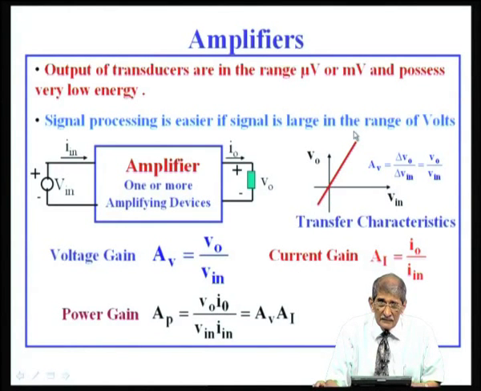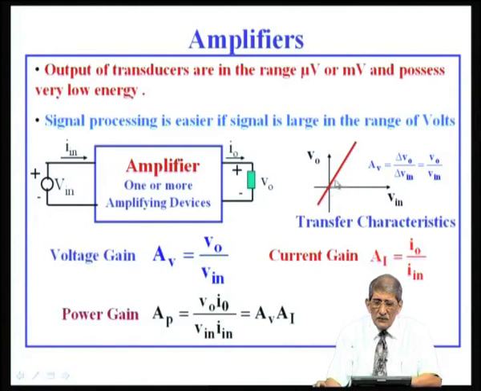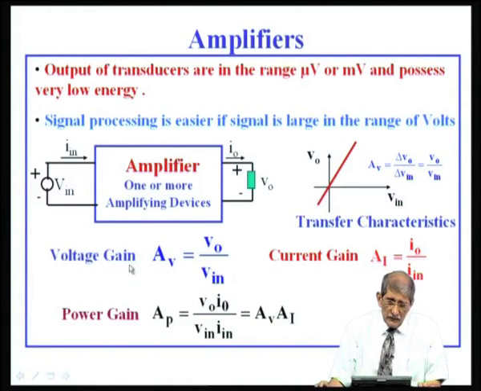Now, if it is linear, the slope of delta V naught by delta V in is exactly equal to V naught by V in. If it is nonlinear, over a small range of that curve you can approximate it to be linear, and you can still call delta V naught by delta V in around that voltage the voltage gain. So, the voltage gain is V naught by V in. Similarly, you can talk of current gain, I naught, current at the output divided by current at the input, that is the current gain.